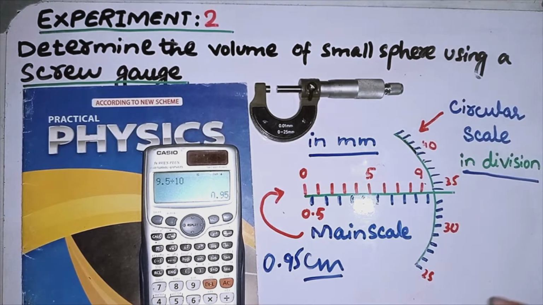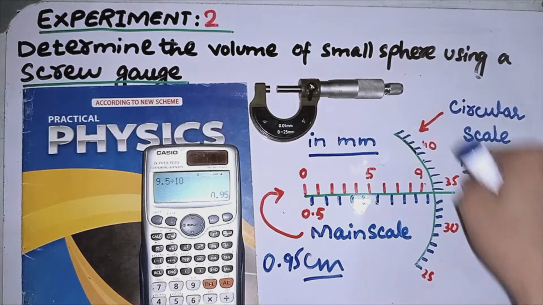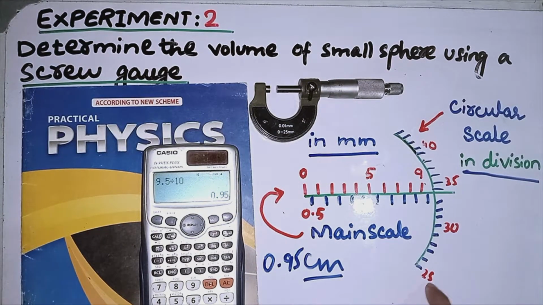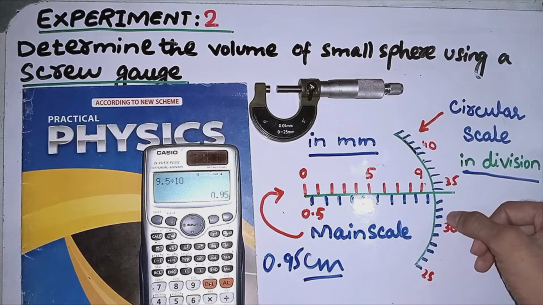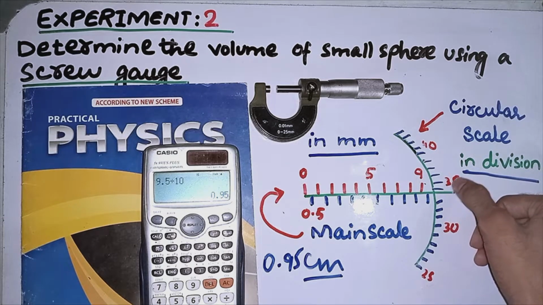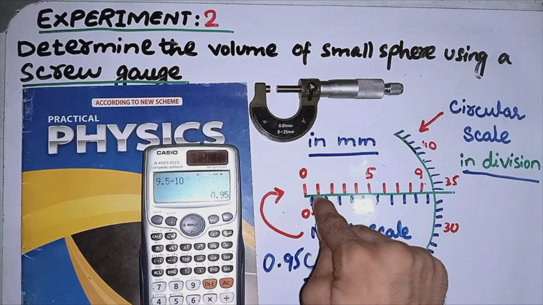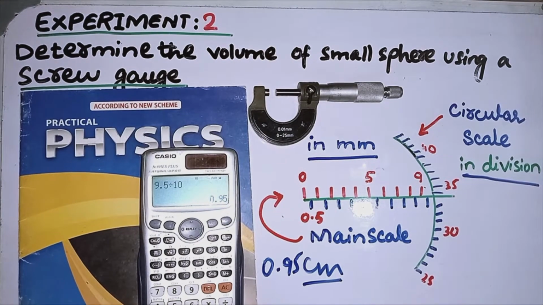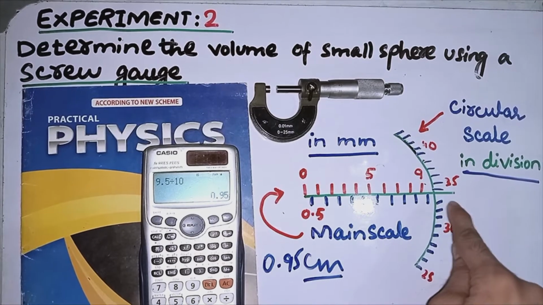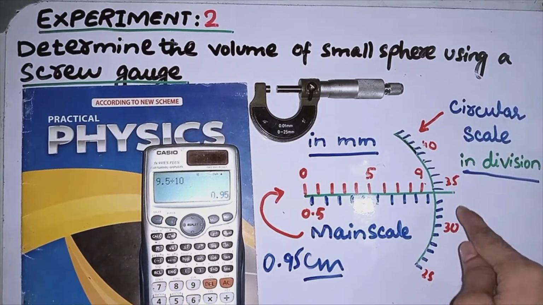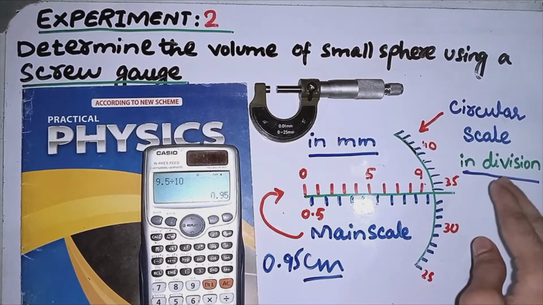Okay, now it's time to read the circular scale. You can observe that, for example, our reading is starting from 25 and so on. So how will you read? 25, 26, 27, 28, 29, 30, 31, 32, 33, 34, 35. One more thing, this straight line, this reference line, when it is coinciding with any division of the circular scale, this is the circular scale reading.